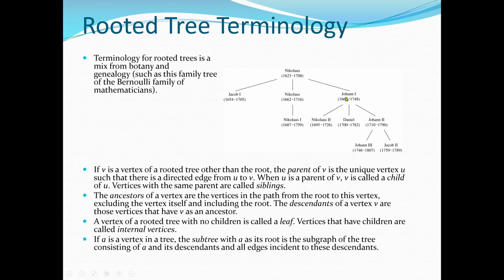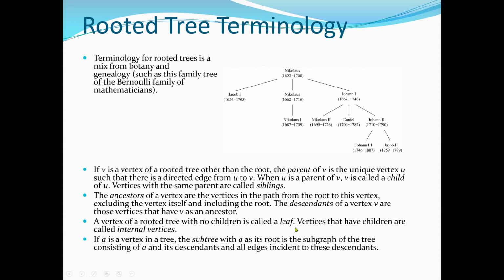Then the same thing applies to Johann. Johann has 3 children, but Johann is a sibling to Nicholas. And Nicholas 2 is also a sibling to Johann. So we say a vertex of a rooted tree with no children is called a leaf. So here, Johann 3, Jacob 2, Nicholas 2, Nicholas 1, and Jacob 1 are all leaves.